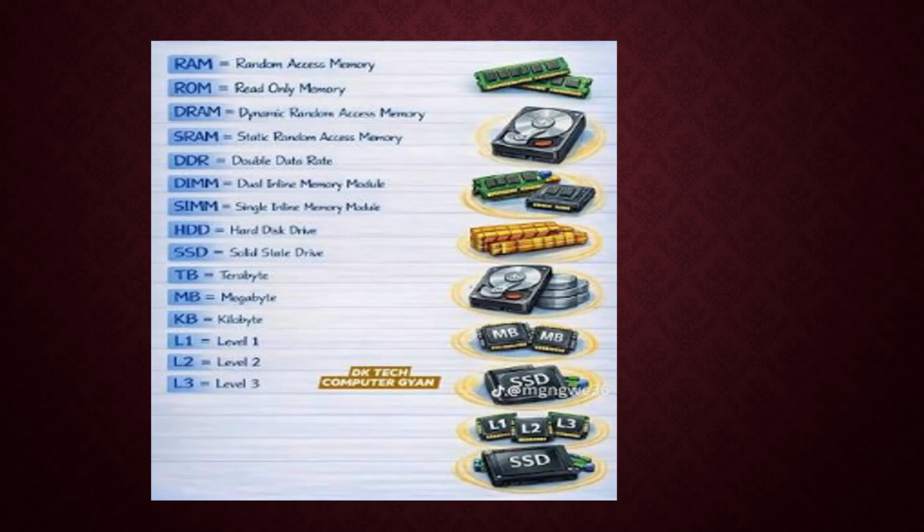See the full forms: RAM is random access memory, DRAM is dynamic random access memory, SRAM is static random access memory, and DDR is double data rate. DDR 1, 2, 3, 4, 5, and so on. That is double data rate. L1, level 2, level 3, all these are full forms for the different types of RAMs.